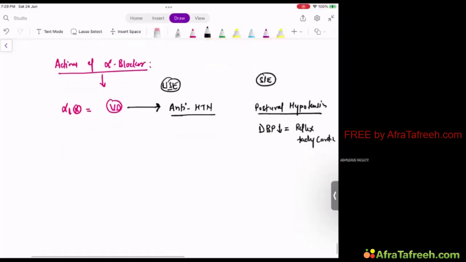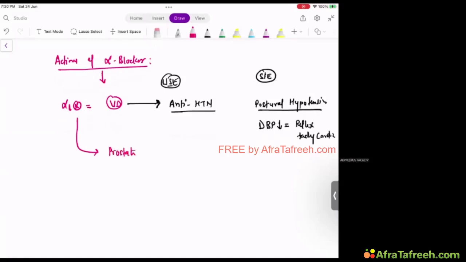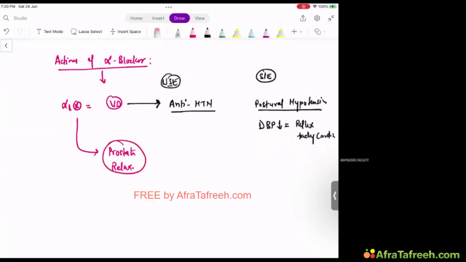So that is the action of alpha blocker: vasodilation, which has a use and a side effect. What else is the action of alpha blocker? Where else is alpha blocker present? Alpha 1 is present. What was the location of alpha 1? Remember alpha 1? I told you a mnemonic: probe. So what was pro? What will happen to the prostate? The prostate will relax. That is the second action.